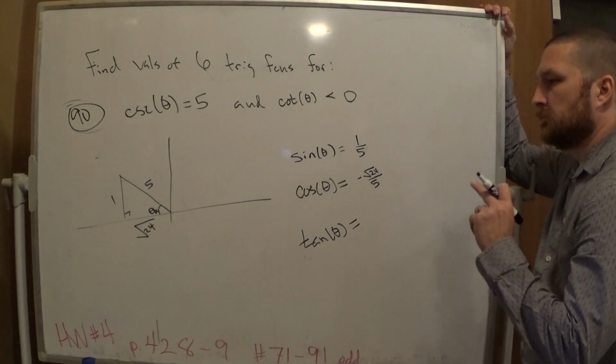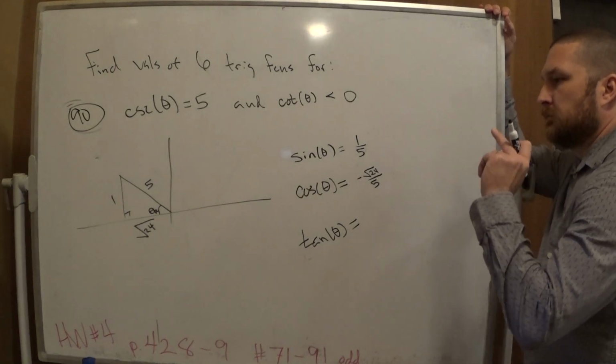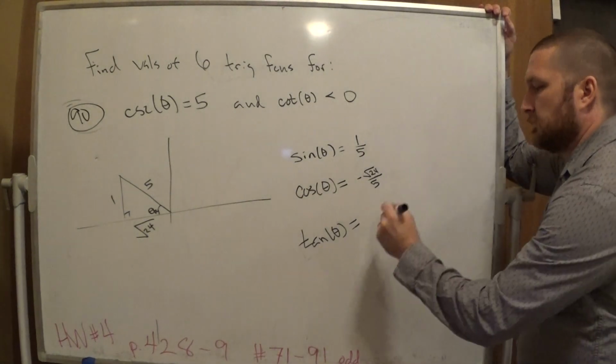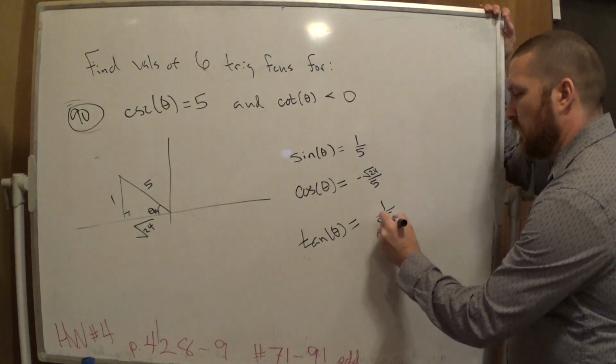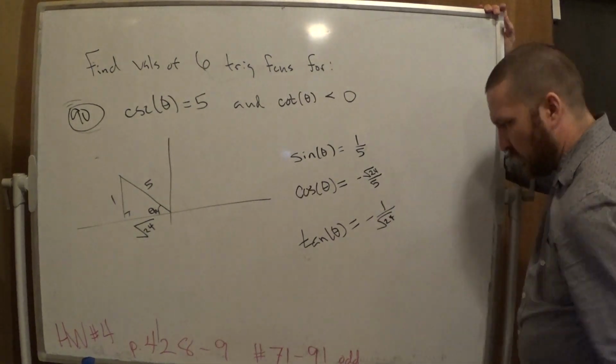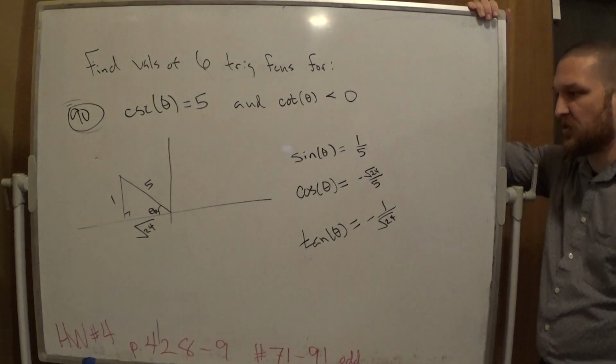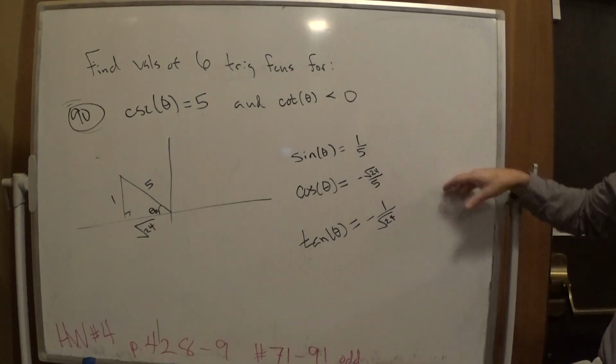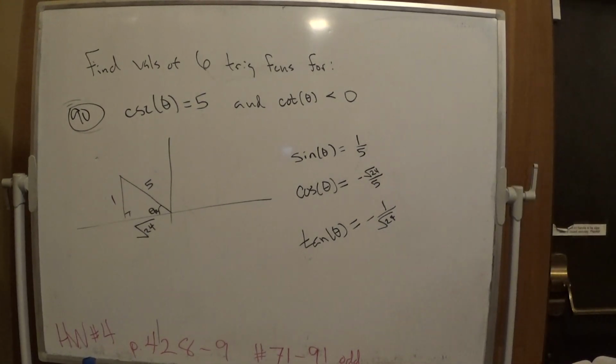So now tan is what? Negative root 24. Positive. No, negative. No, negative 1 over root 24. Yeah, 1 over root 24, one of them is negative, which makes the whole thing negative. Yes. And so then we could get all the others by just flipping each one of these. And I think that's it.